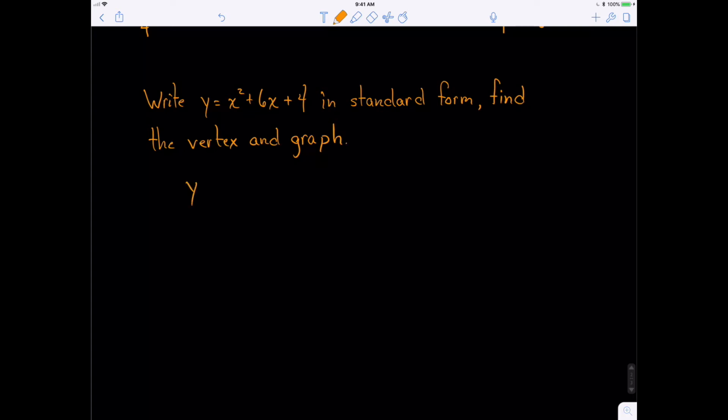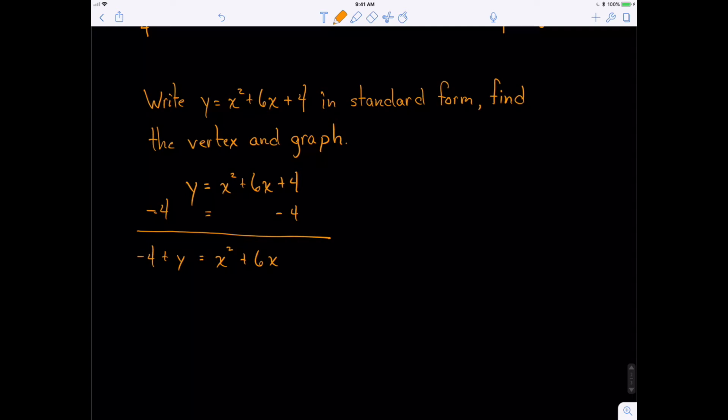So again, we'll write this down. We have y equals x squared plus 6x plus 4. The first thing we do is subtract the 4 from both sides. So I have negative 4 plus y equals x squared plus 6x. Then for the term in front of the x, the 6, we take half of that, 1/2 of 6, to get 3. And we square the 3 to get 9.